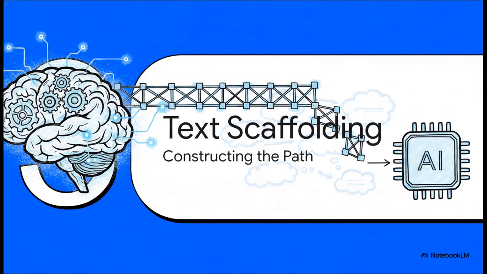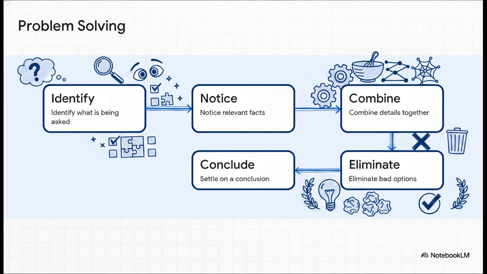All right, moving on to Section 3, building your text scaffolding. Let's talk about constructing that path. To really understand why chain of thought is such a game changer, we need to look at how human reasoning actually functions, because, at the end of the day, that's exactly what the AI is trying to imitate. When we solve a problem, we humans move through a pretty predictable sequence. We identify the problem, we notice the facts, we combine the details, eliminate the bad options, and then finally, we settle on a conclusion. Chain of thought literally forces the AI to recreate this exact sequence in text step by step, instead of just taking a wild guess from a distance.